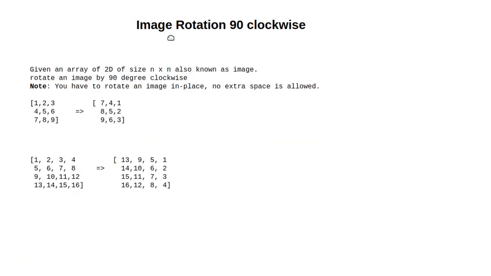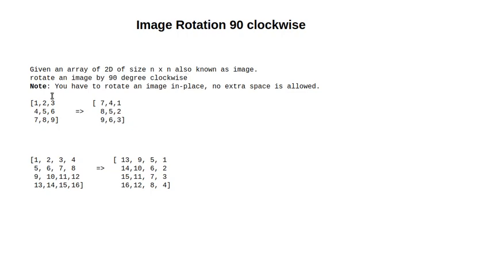Given an image, or what we call a 2D array, we need to rotate the image by 90 degrees clockwise. So let's look through the question. Given a 2D array of size n by n, that means the length of the row has to be equal to the length of the column. We consider the 2D array as an image, and we are required to rotate the image by 90 degrees clockwise.